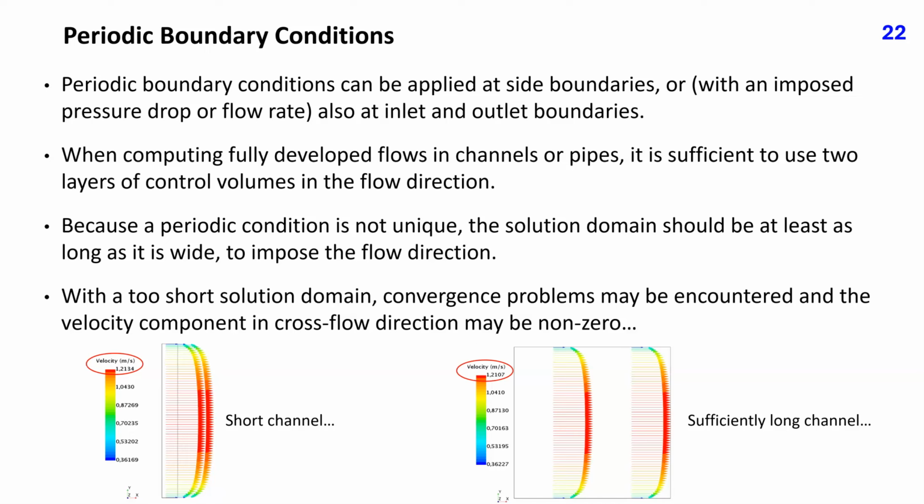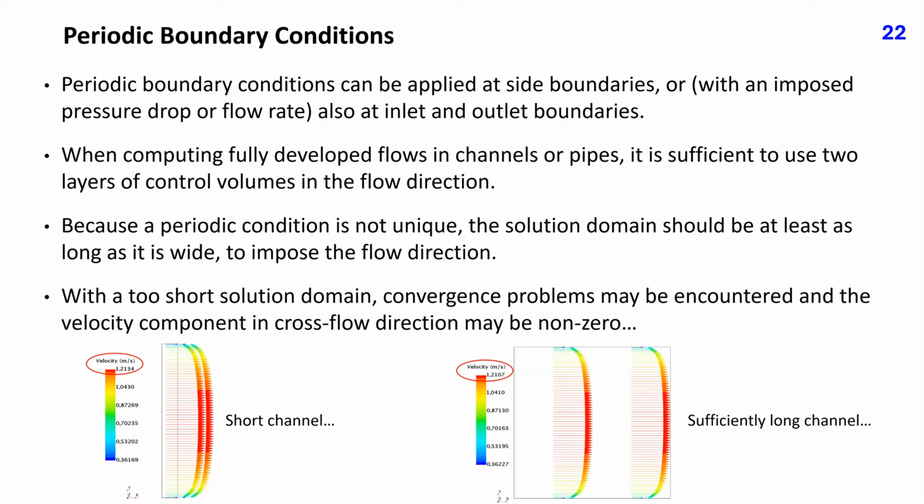Because the periodic condition is not unique, the solution domain should be at least as long as it is wide to impose the flow direction. With too short a solution domain, convergence problems may be encountered and the velocity component in the cross-flow direction may not be zero.